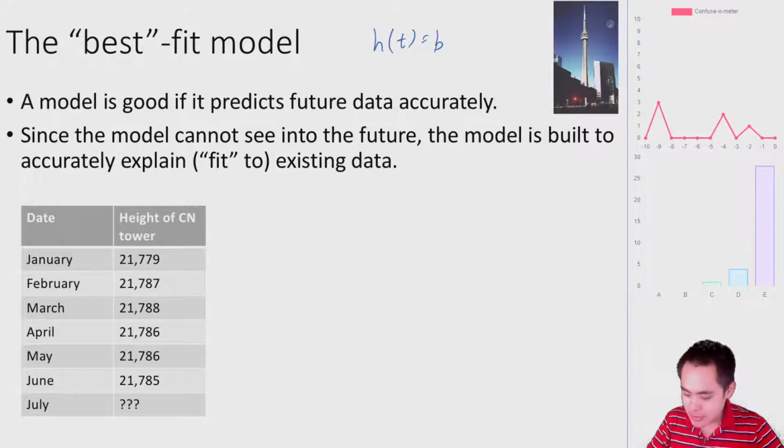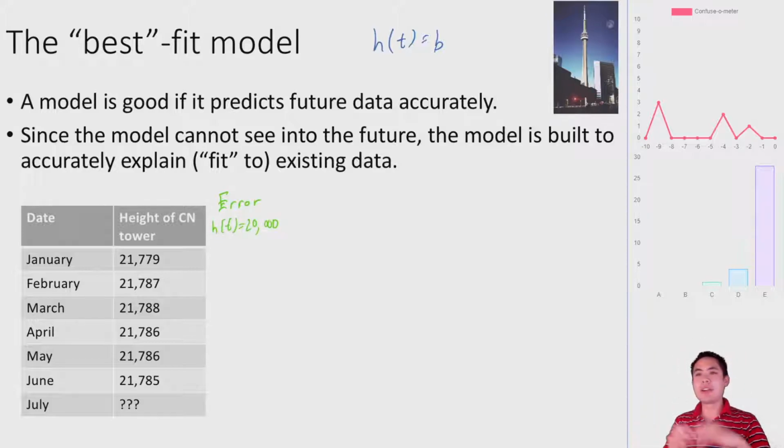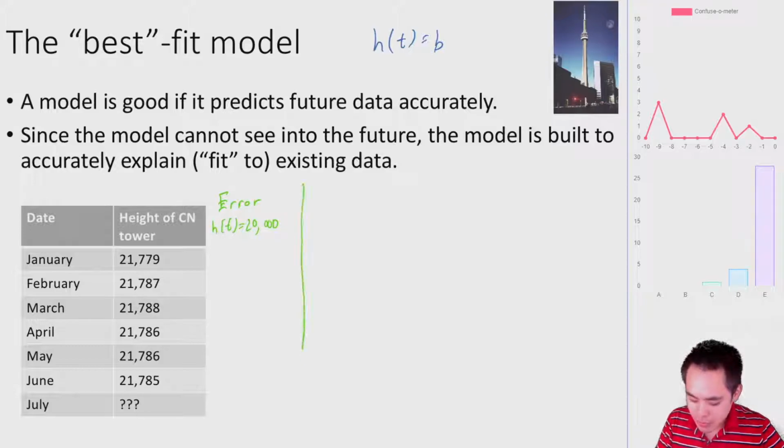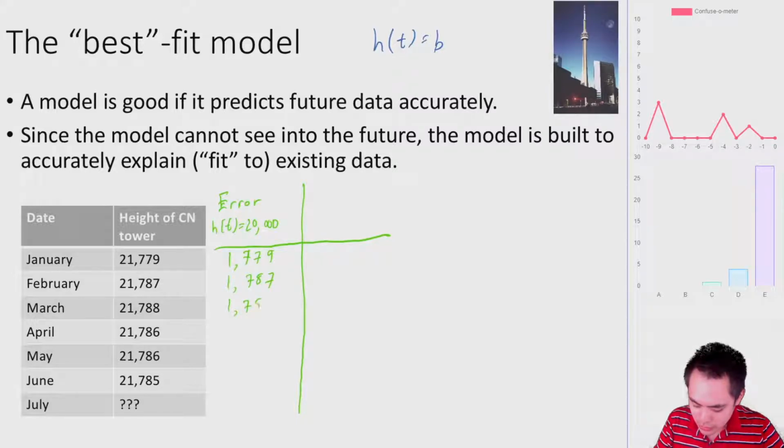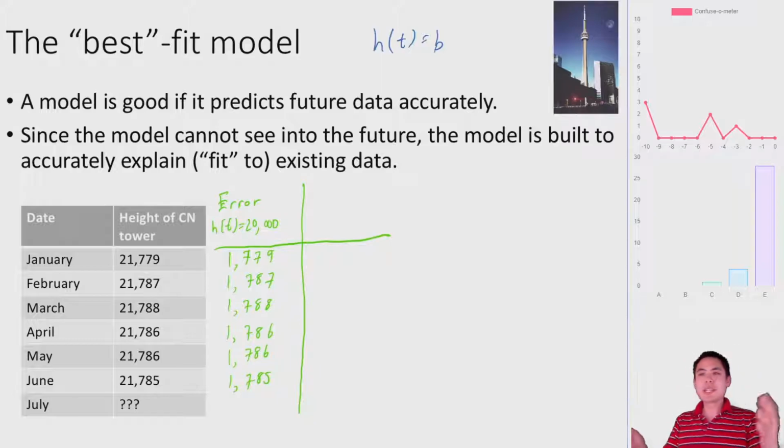Let's put out the error when h of t is equal to 20,000. So let's suppose our first guess is that the height of the CN tower is 20,000 inches. What happens here is you take the actual value and subtract out your guess. Our guess is the same for every single time period, and you end up with 1,779, 1,787, 1,788, 1,786, 1,786, and 1,785. So that's a pretty big error.